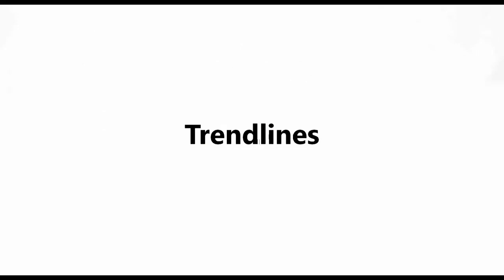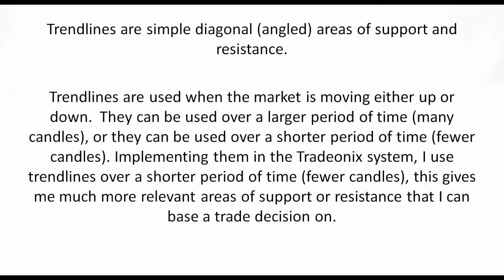Trend lines. This one is also a big deal. Trend lines are simple, diagonal, or angled areas of support and resistance. Trend lines are used when the market is moving either up or down. They can be used over a large period of time, many candles, or over a shorter period of time with fewer candles. Implementing them in the Tradonics system, I use trend lines over a shorter period of time with fewer candles. This gives me much more relevant areas of support or resistance that I can base the trade decision on.